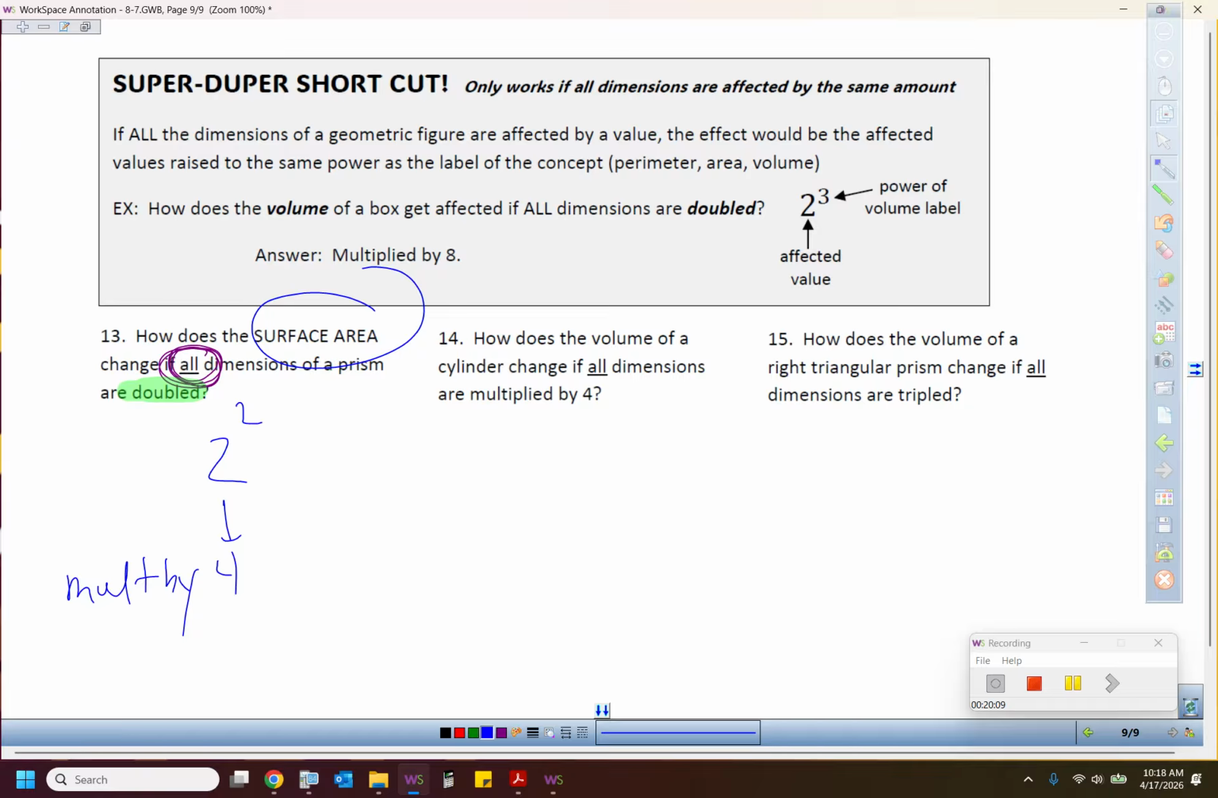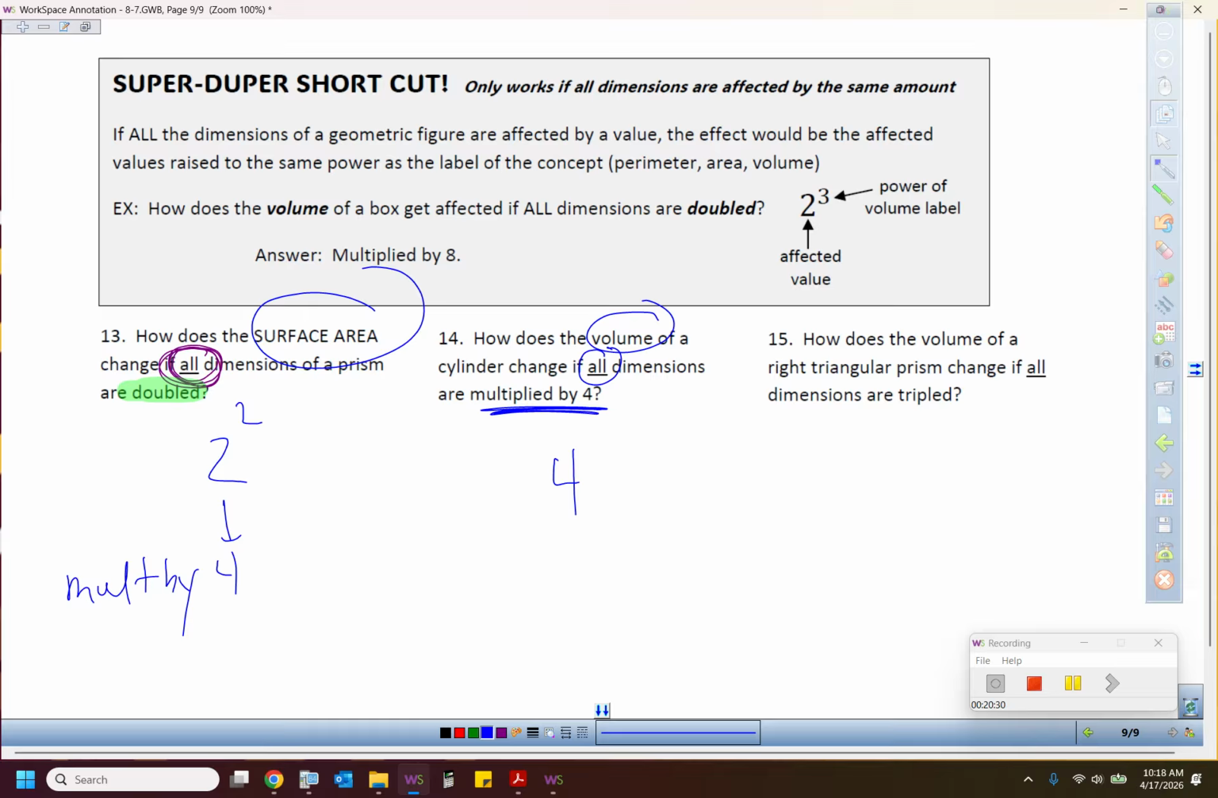So let's check out number 14. It says, how does the volume of a cylinder change if all? So once they mention the word all, you could care less about even what shape it is. You just care about the concept of volume. Are you with me on that? What is the affected value? What are they doing to all the dimensions? 4. Are we cool with that? So affected value of 4. And the concept is volume.